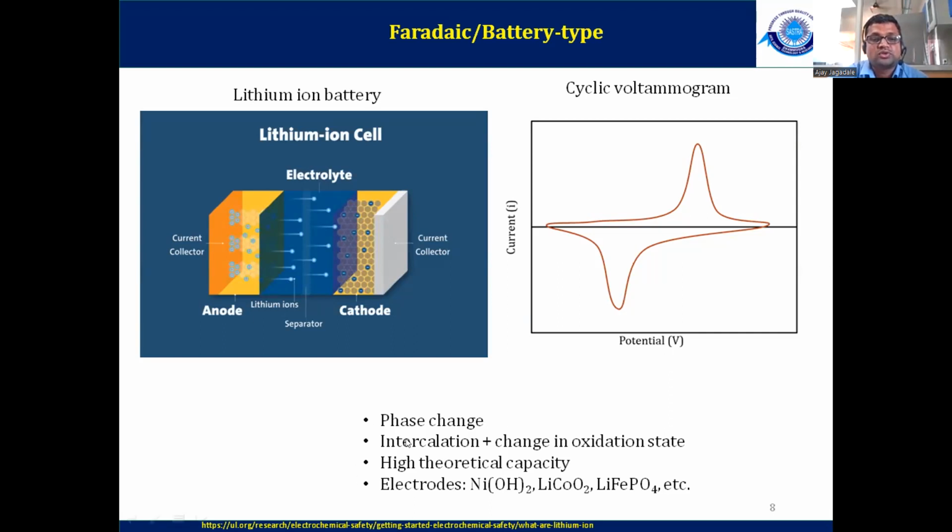Here, one important thing is that the phase of the material changes. If you take the example of nickel oxide or cobalt oxide, they are battery type electrode materials, and when oxidation and reduction take place during the charging and discharging process, the cobalt oxide or hydroxide changes phase. They are converted into cobalt oxyhydroxide, again by a reversible redox reaction. Some examples of battery type electrode materials are nickel hydroxide, lithium oxide, and LFP, which is a very common battery material.